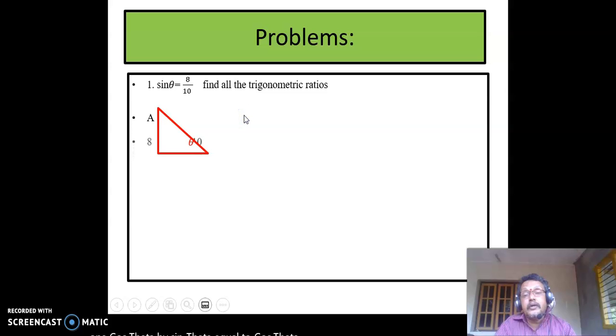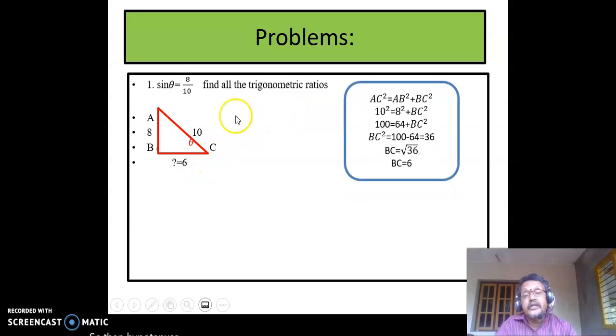Take triangle ABC. Angle C is theta. So the hypotenuse is 10. Sin theta equals opposite by hypotenuse, so the opposite side AB is 8. This is 10. We have to find BC by using the Pythagoras theorem. AC squared, the hypotenuse squared, is equal to the sum of the squares of the other two sides. So AC squared equals AB squared plus BC squared.